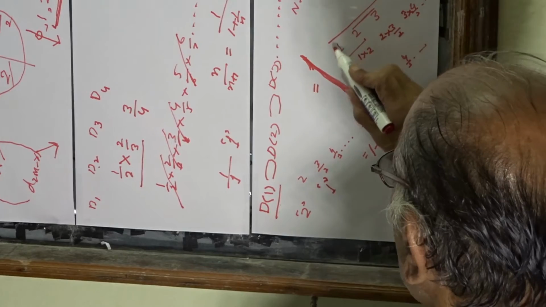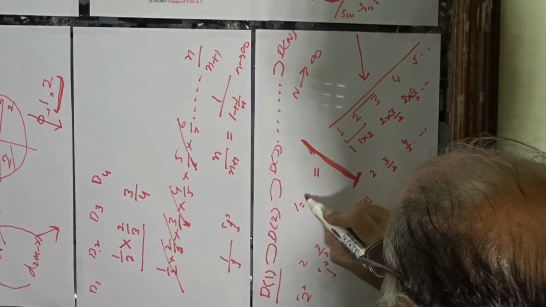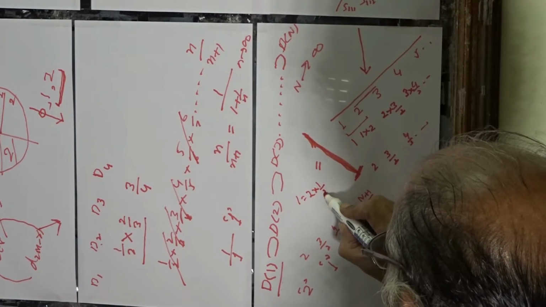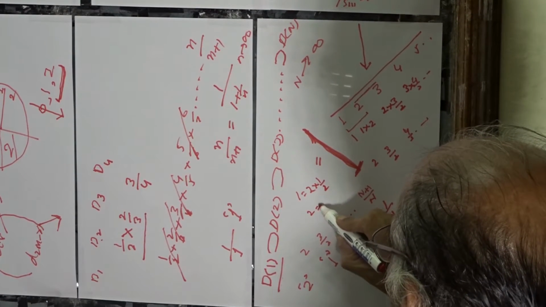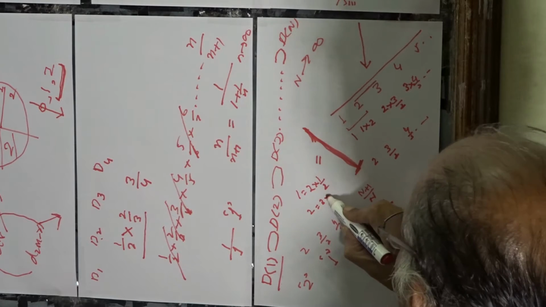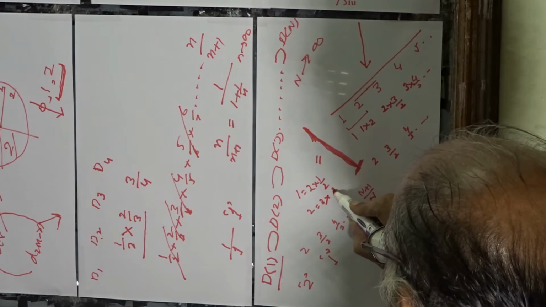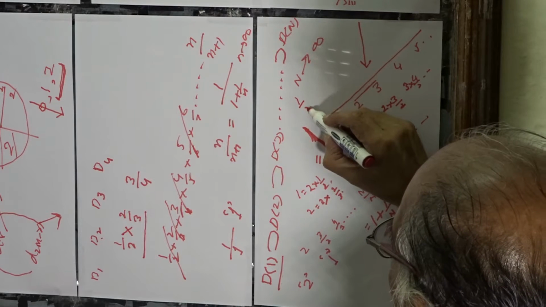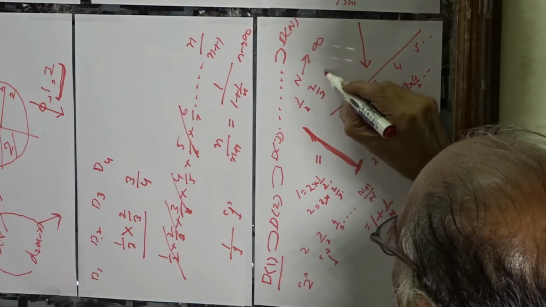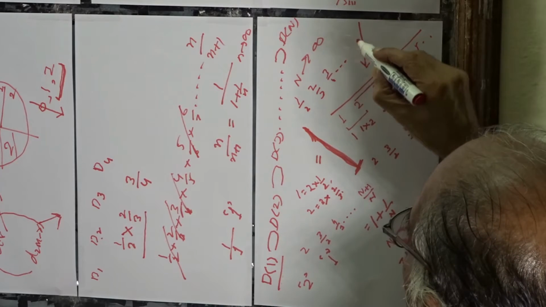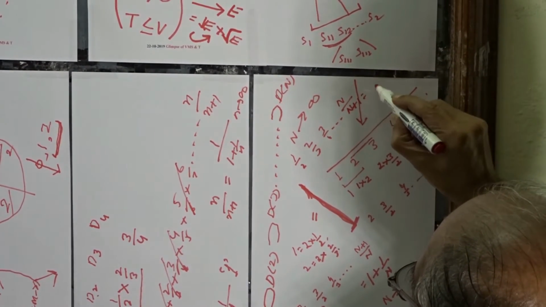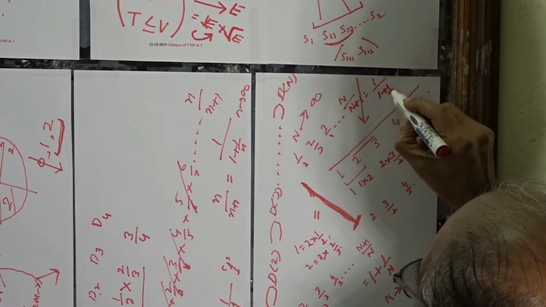And in the reverse sequence, now 1 is equal to 2 into 1 over 2, and 2 is equal to 3 into 2 over 3. So this reverse sequence is 1 over 2, 2 over 3, 3 over 4 and so on, which is equal to n over n plus 1, which again takes us to 1 over 1 plus 1 over n.